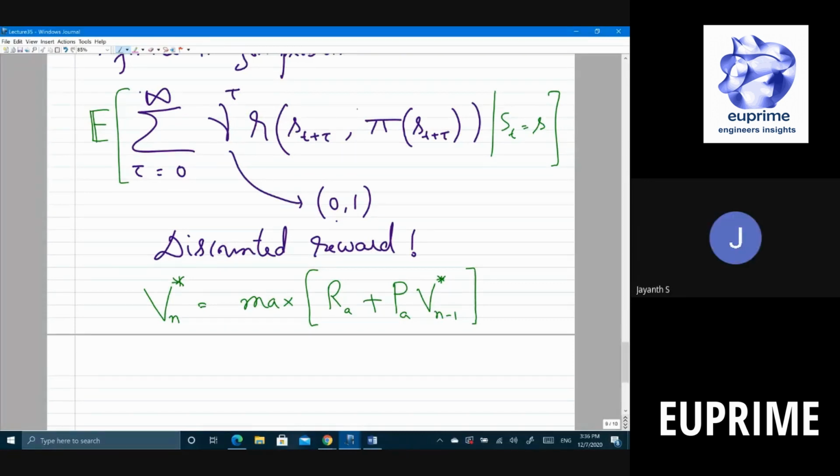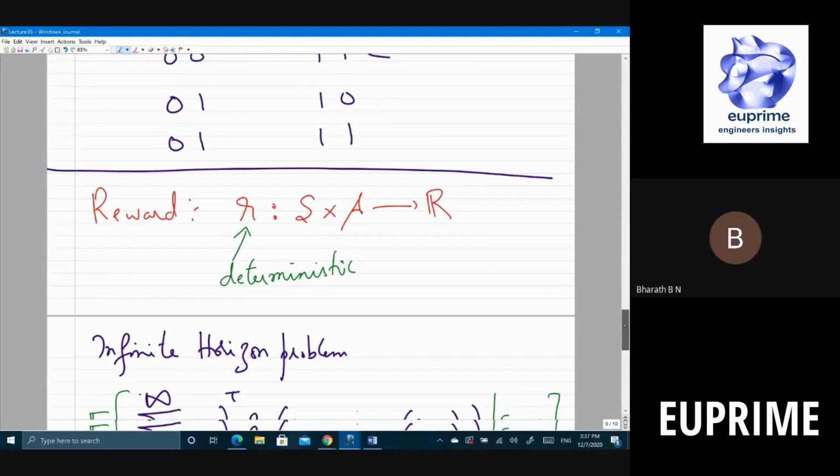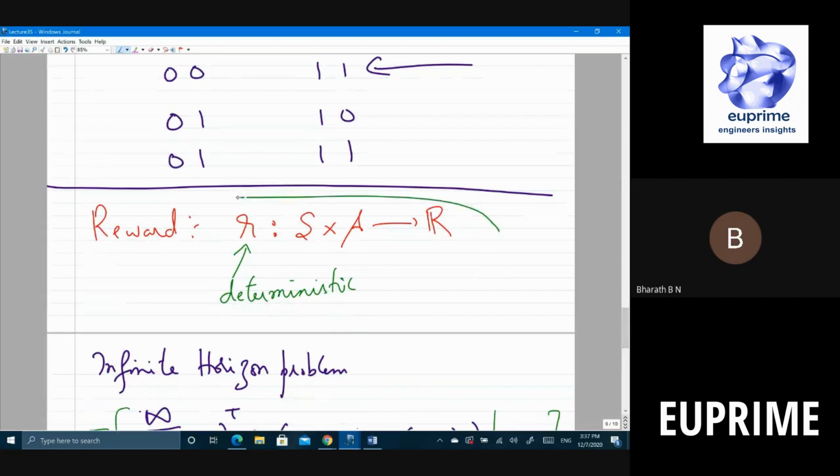The reward is deterministic, sir. Why should we take expectation of that? So the reward is not deterministic. This particular map, okay, if it's confusing, then maybe discard this. Don't worry about this. This defines a deterministic reward.